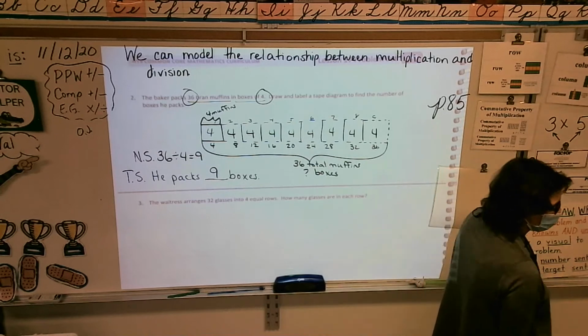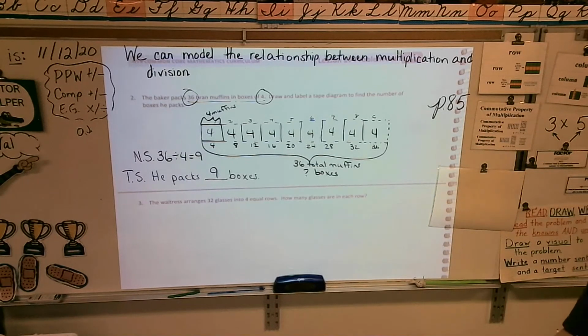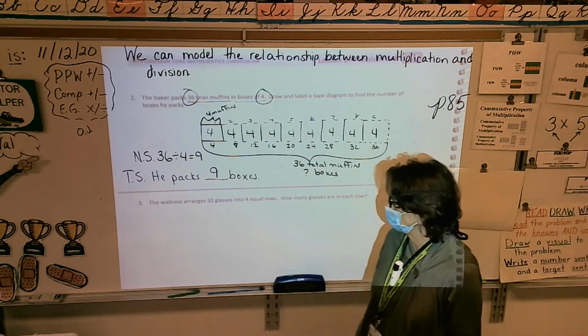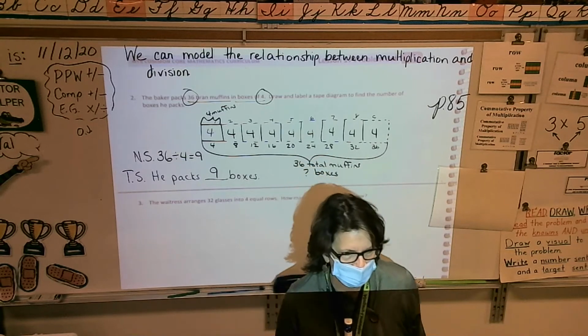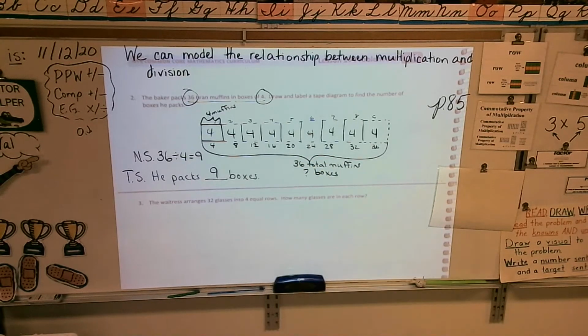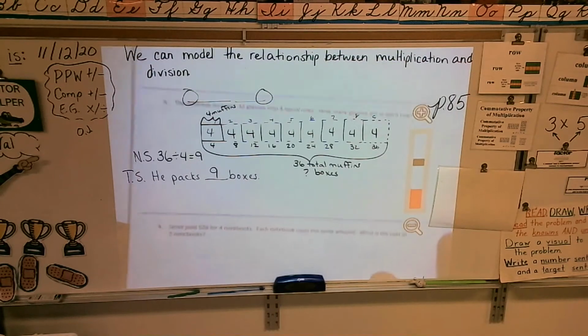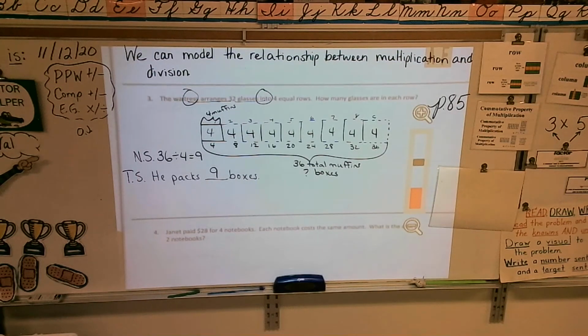Okay, let's look at number 3. Go ahead and read that one and underline your notes. It's about a waitress and arranging glasses. I think they want us to try a specific picture for this one as well. I think it does. Let's talk about arranging rows. So what picture are we going to do? And what picture are they kind of prompting us for?